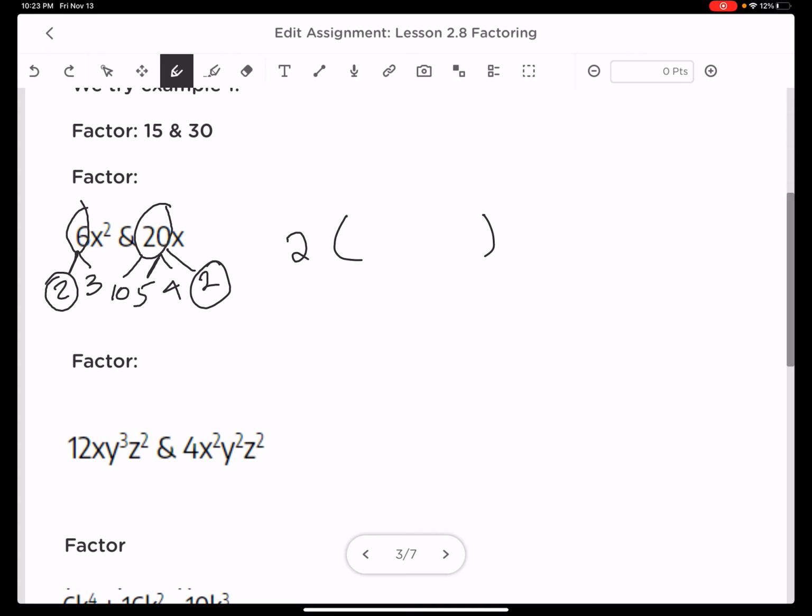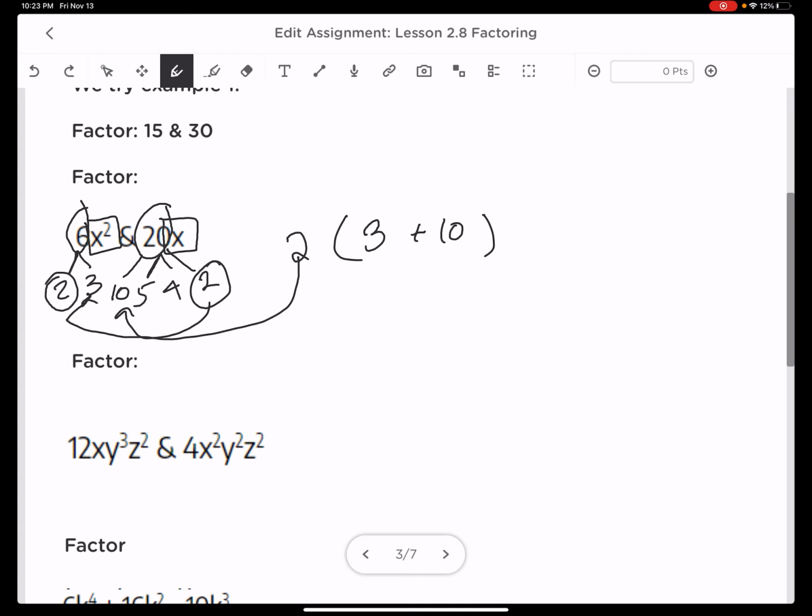When we pull out 2, everything is going to go into parentheses. So we're going to put 2 times the 3 is going to give me 6. So we're going to have the 3 there. And then we know 2 times the 10 is going to give me that 20. Then we're going to look at our x's.